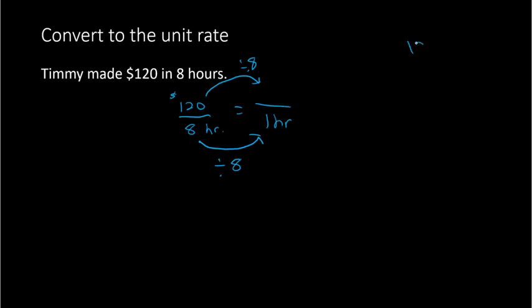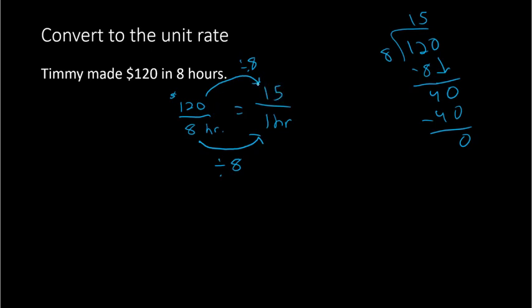So what is 120 divided by 8? Well, we go through that division process. We're going to get 8 going into 12 one time. 1 times 8 is 8. Subtract, we get 4. Bring down the 0 and repeat. 8 goes into 40 5 times. 5 times 8 is 40. Subtract, and we get 0. So that means 120 divided by 8 is 15. So that means he made $15 for 1 hour. So his unit rate is $15 per hour.